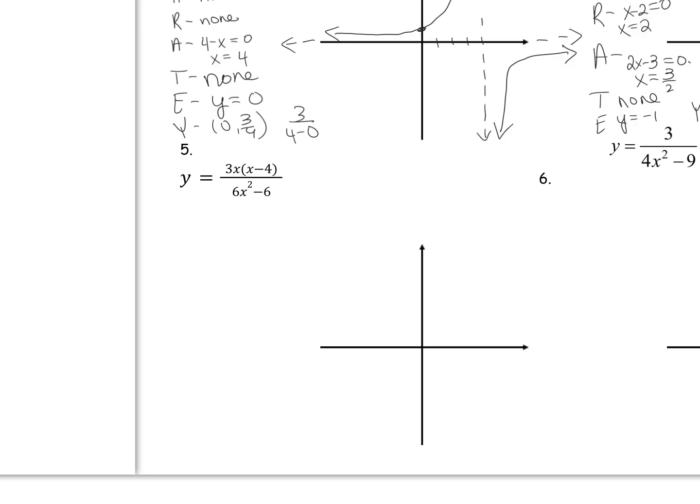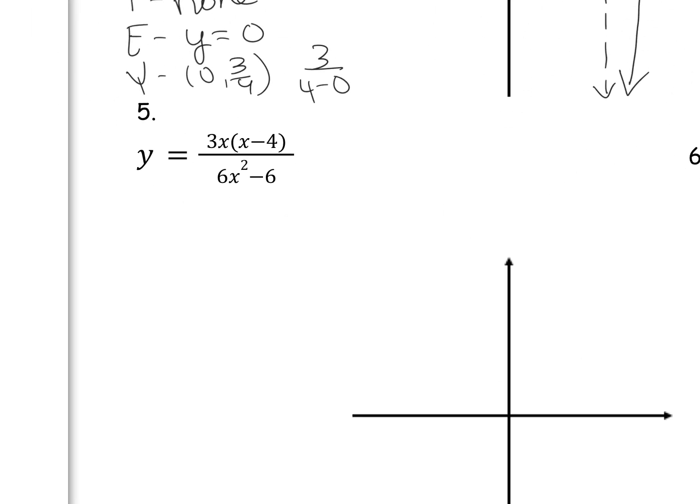So looking at this one, if I simplified, the top is already simplified. What about the bottom? If I take out the 6, what am I left with? Isn't x squared minus 1 a difference of squares? So I get x plus 1 and x minus 1.